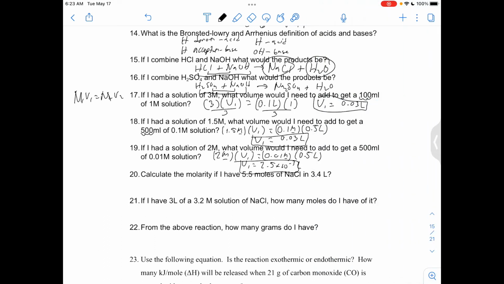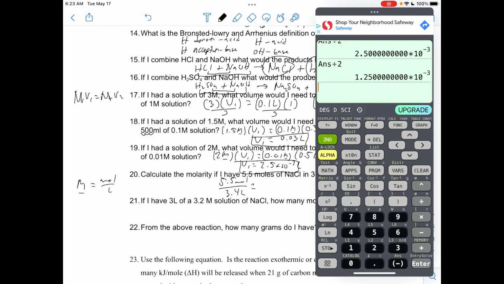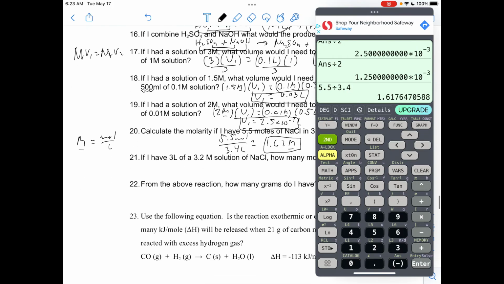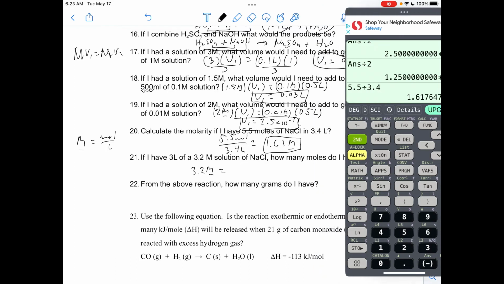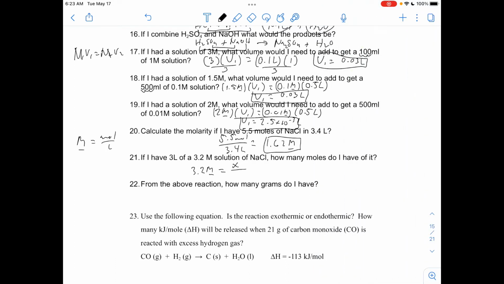Okay, next one, molarity. So molarity, remember, is moles over liter. So if I have 5.5 moles over 3.4 liters, that's going to give me my molarity. Okay, 1.62 molar. Okay, molarity is a concentration, how concentrated the solution is. Okay, next one I have 3.2 molar. How many moles do I have? So I'm solving for moles. I have 3 liters. So I'm going to cross multiply.